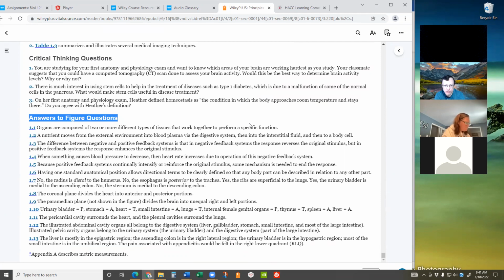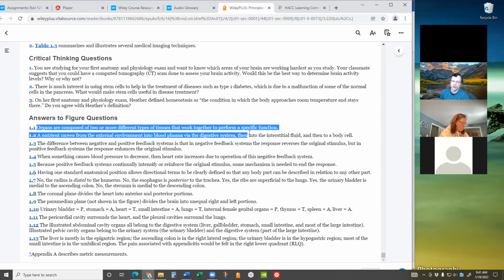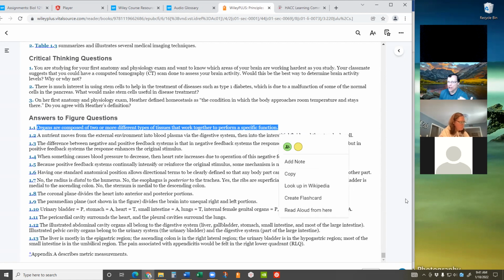So the question we asked was about the level of structure defined by two or more tissues that work together to serve a common function. The answer to that is organs, right? Organs are composed of two or more different types of tissues that work together to perform a specific function. So one more time in the chat window, the answers to figure questions are at the end of each chapter. You should make answering these questions part of your study habits, part of your study time.